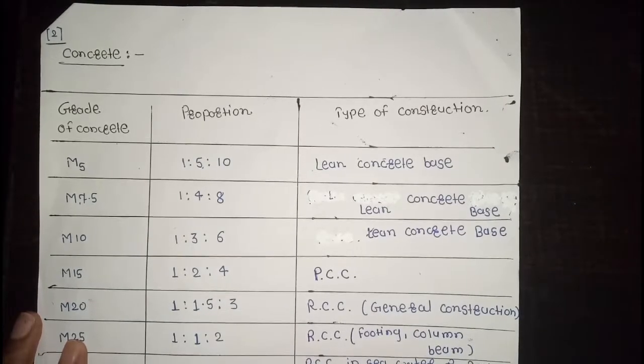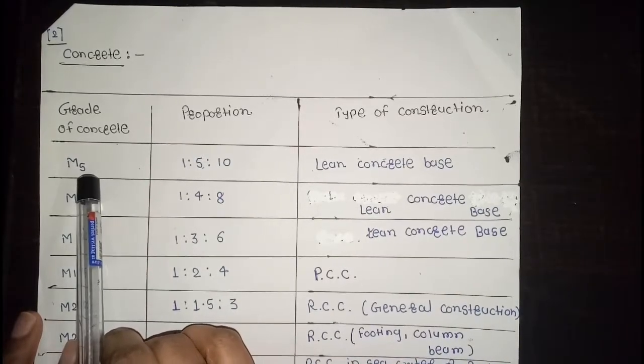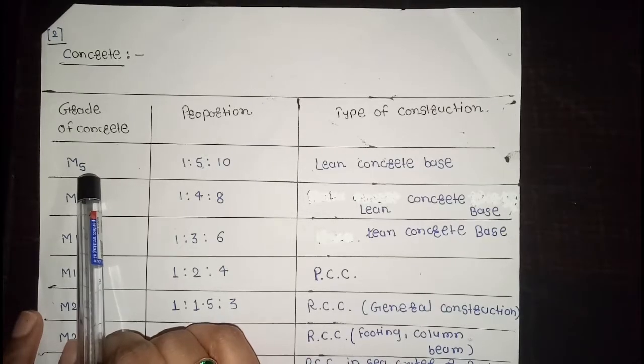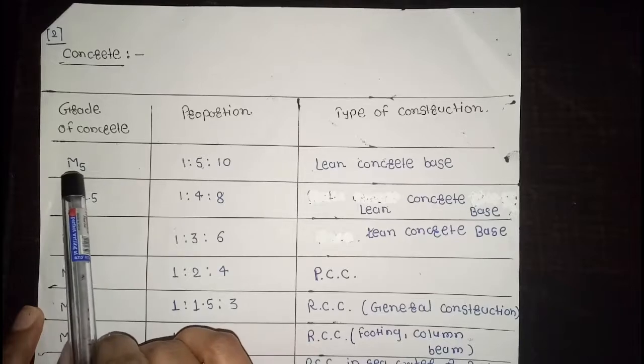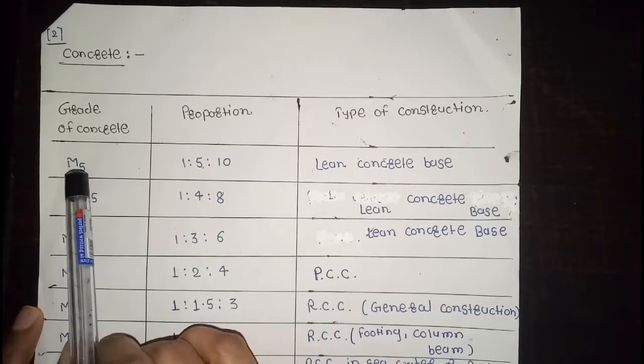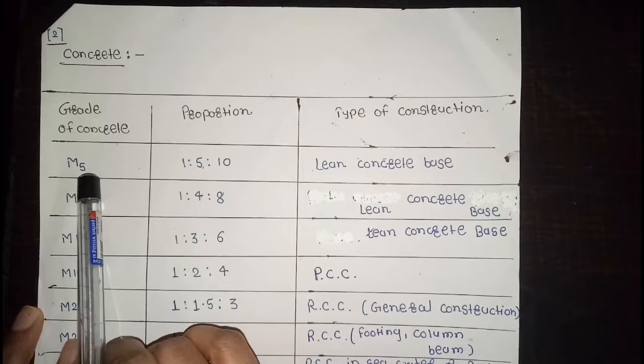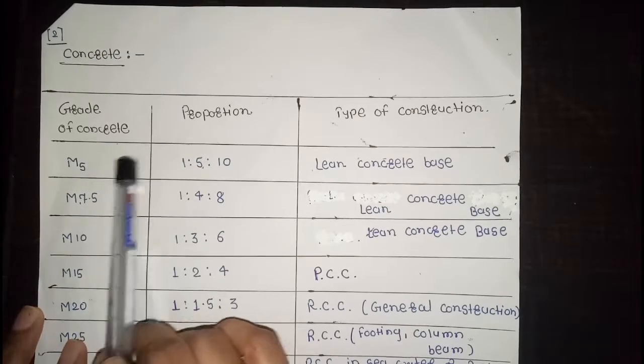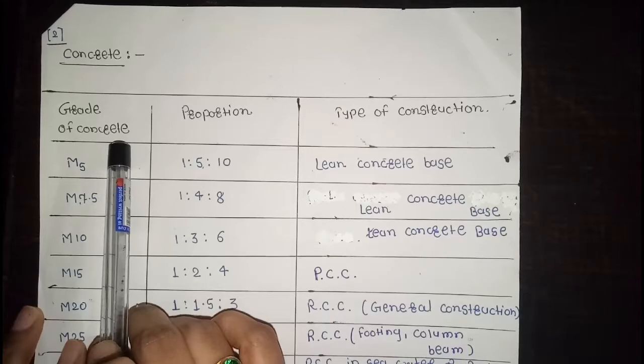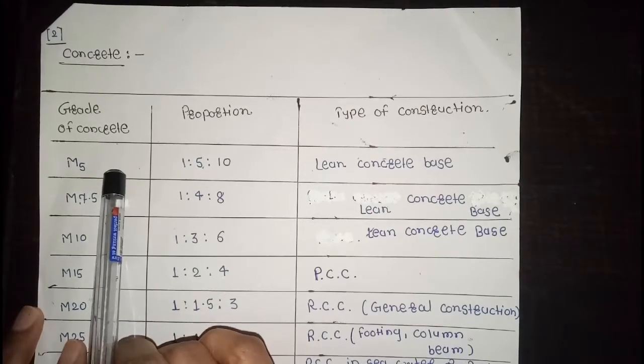M stands for mix and 5 stands for minimum compressive strength of concrete at the end of 28 days in Newton per mm square.